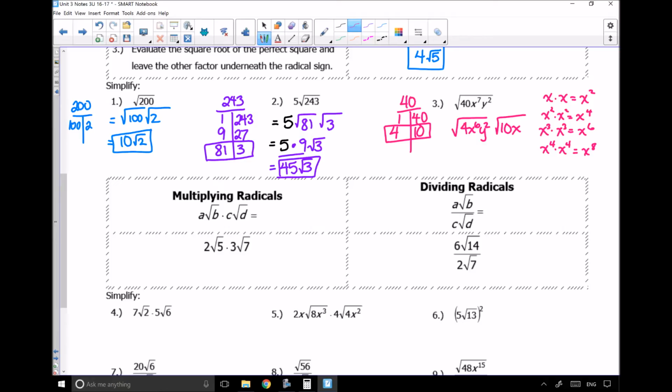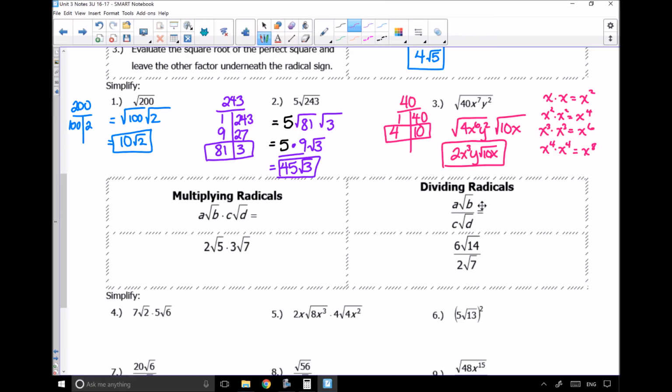So now what I'm going to do is I'm going to square root what can be square rooted. So the square root of 4 is 2. The square root of x to the power of 6 is x to the power of 3. And the square root of y to the power of 2 is just y. And then I can square root 10 and I can't square root x. So my answer is 2x cubed y times the square root of 10x.